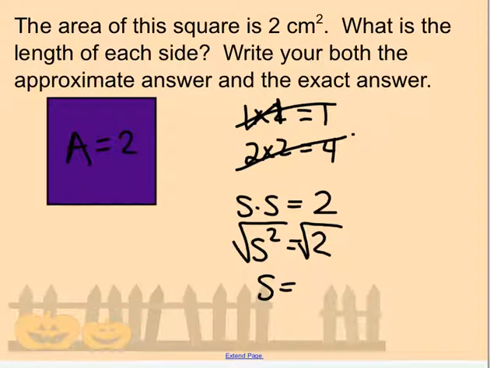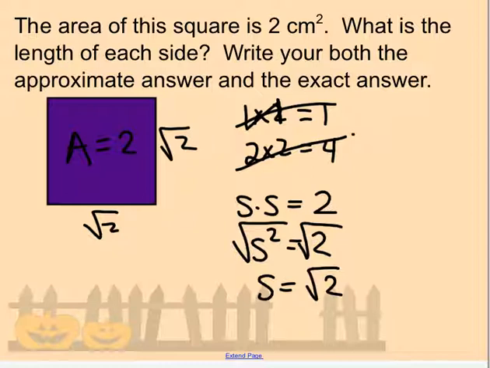That doesn't have a whole number answer, so I would just say my side length is the square root of 2. This is actually the exact answer. The square root of 2 and the square root of 2. This is a number that goes on forever and ever, so by showing it in this form, the square root of 2, that's actually the exact answer.